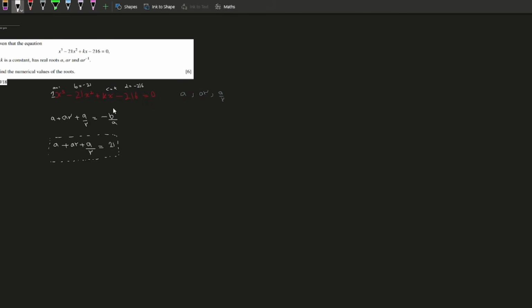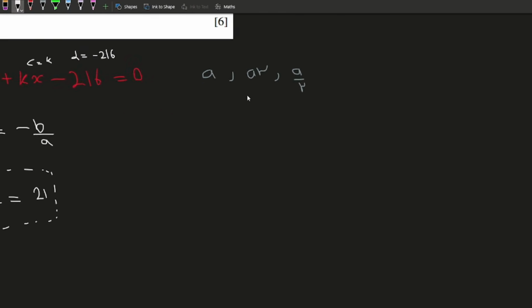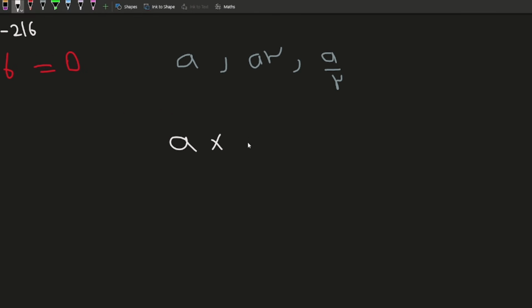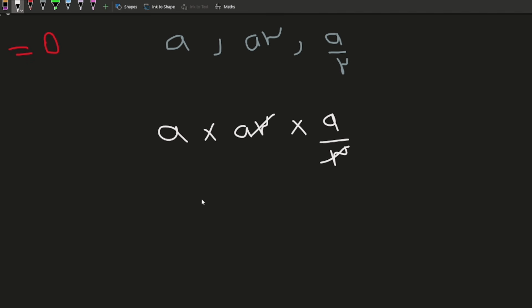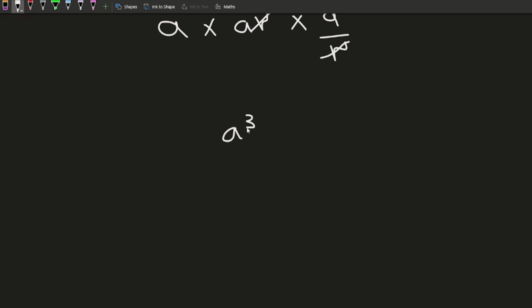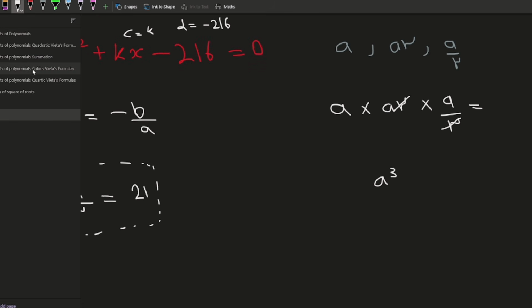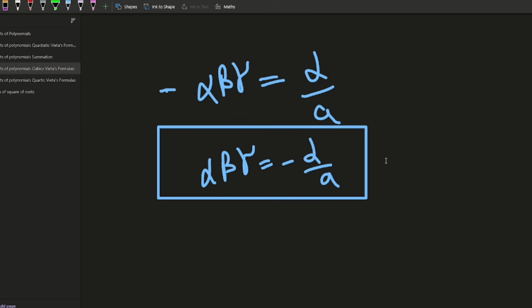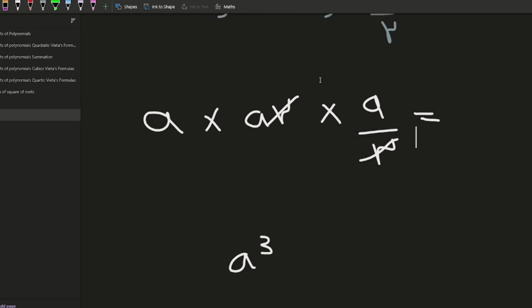Okay, so now let's try product of roots. Product of roots is equal to a multiplied by ar multiplied by a over r. The r and r get cancelled, so a cube. So what is this equal to? Let's revise from our Vieta's formula. Product of roots is equal to minus d over a.